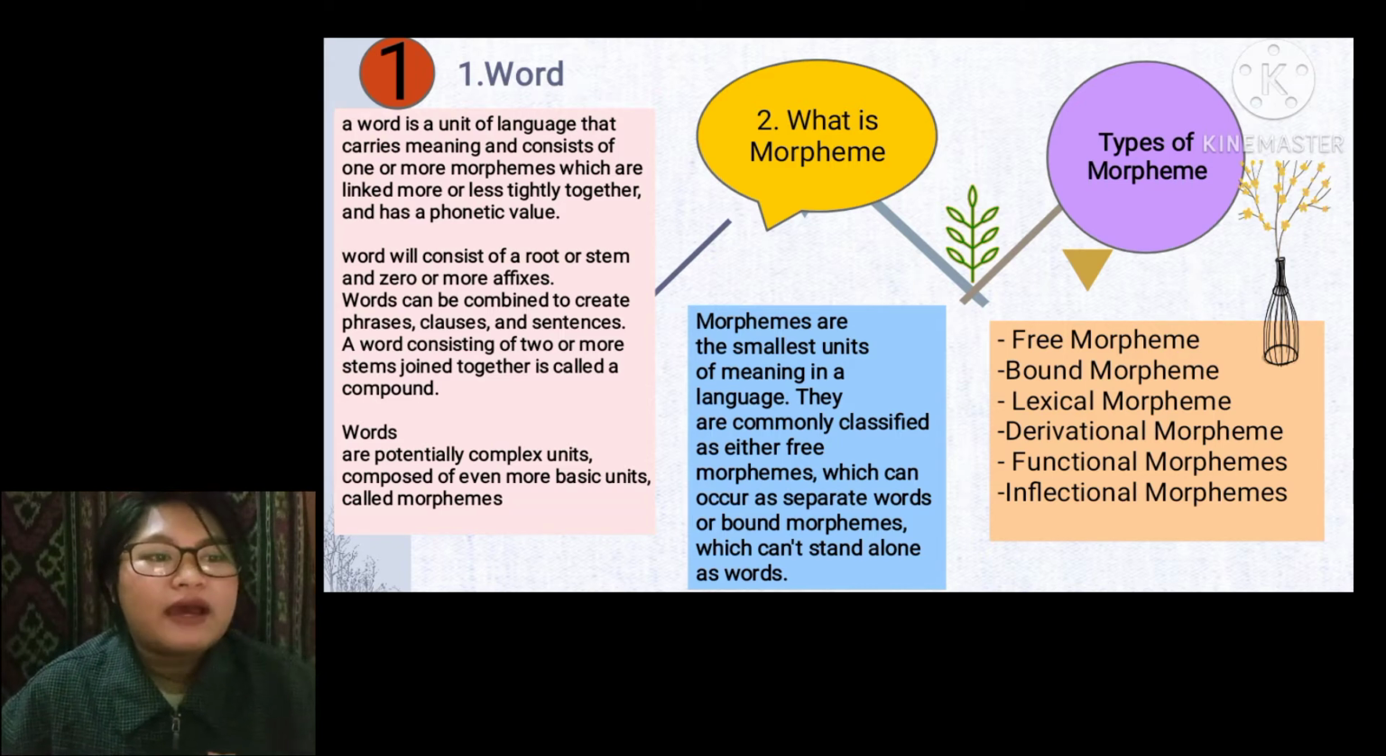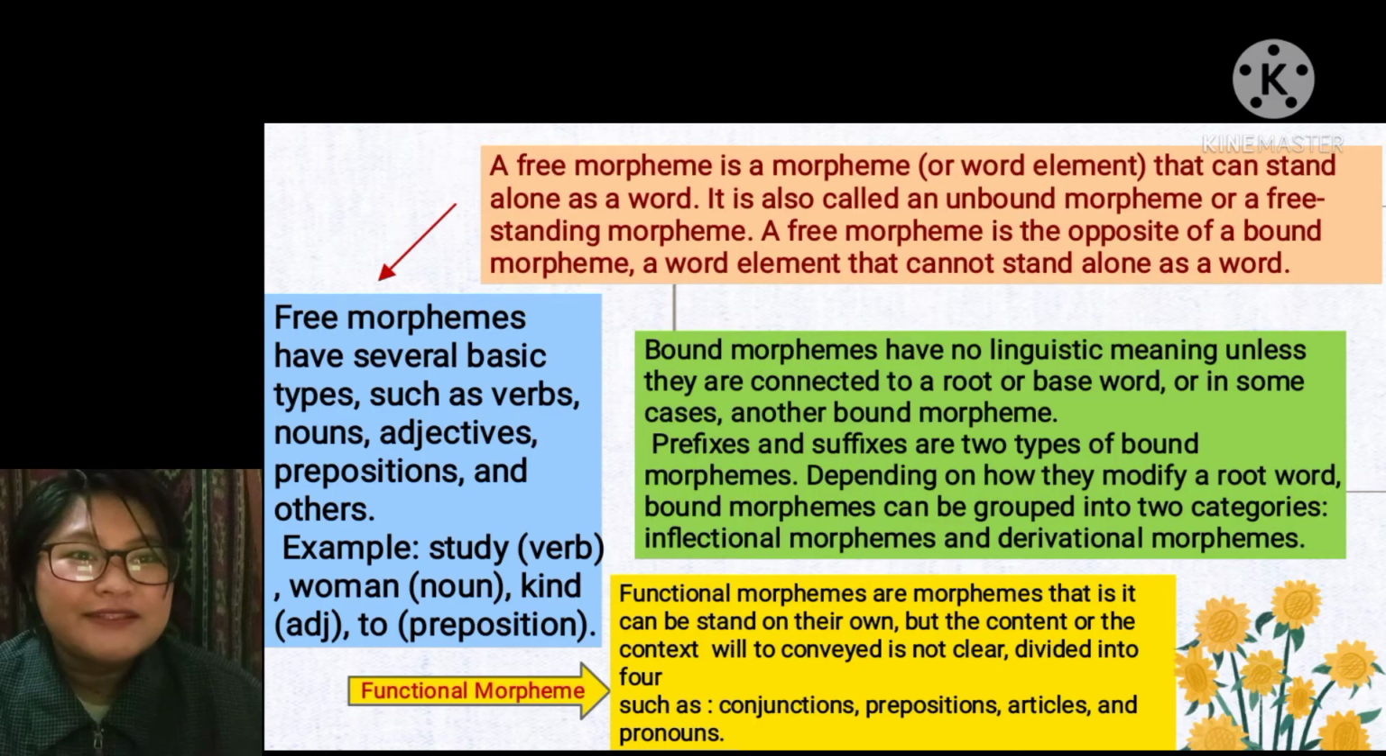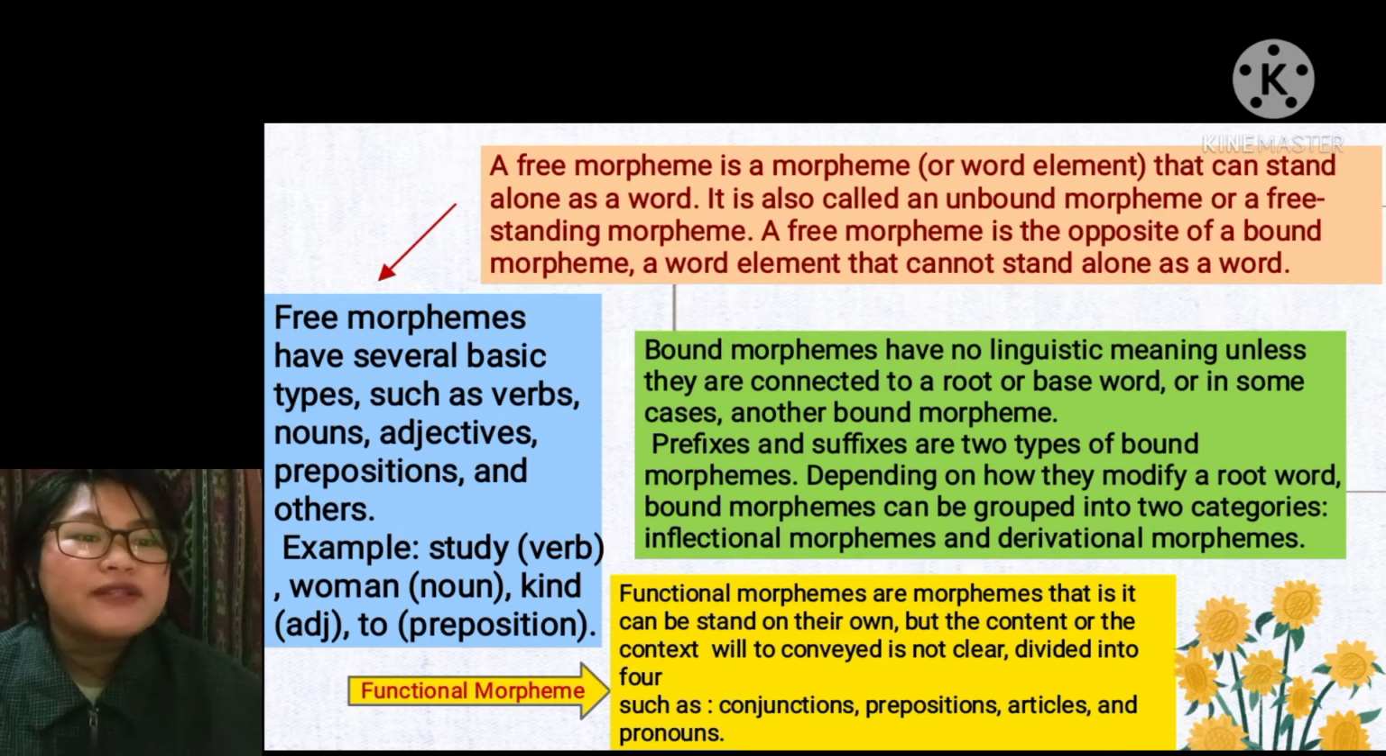There are several types of morphemes: free morphemes, bound morphemes, lexical morphemes, derivational morphemes, functional morphemes, and inflectional morphemes. On chapter 2, a free morpheme is a morpheme or word element that can stand alone as a word. It is also called an unbound morpheme or a freestanding morpheme. A free morpheme is the opposite of a bound morpheme.